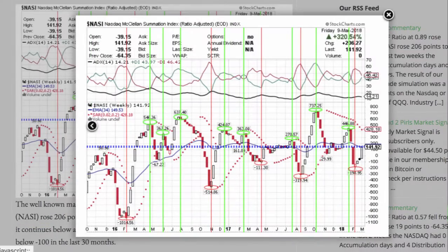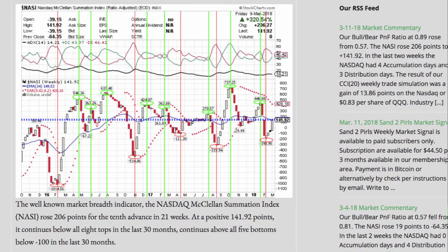The well-known market breadth indicator, the Nasdaq McClellan Summation Index, rose 206 points for the 10th advance in 21 weeks. At a positive 141.92 points, it continues below all 8 tops in the last 30 months, continues above all 5 bottoms below minus 100 in the last 30 months.